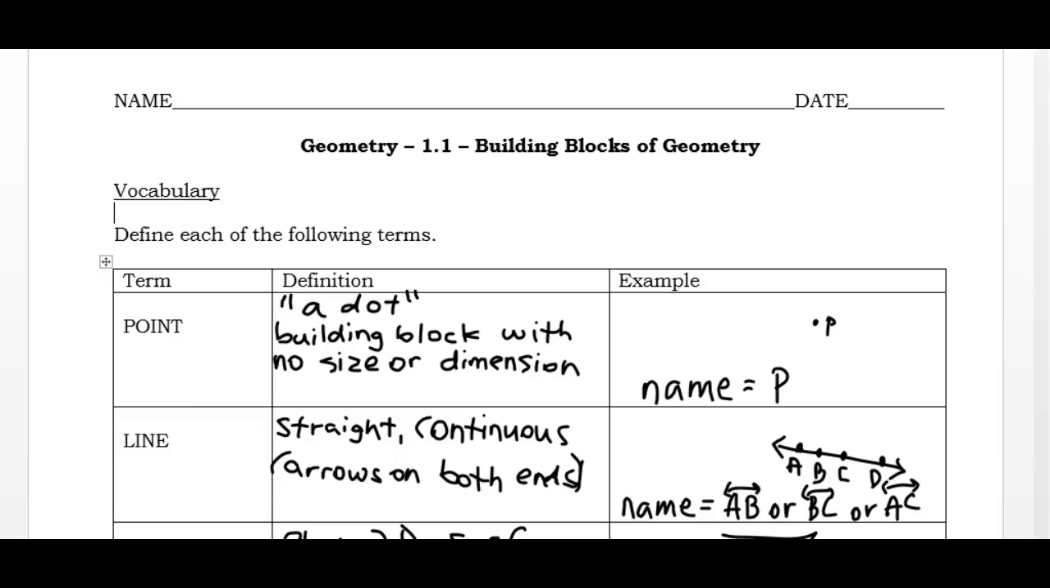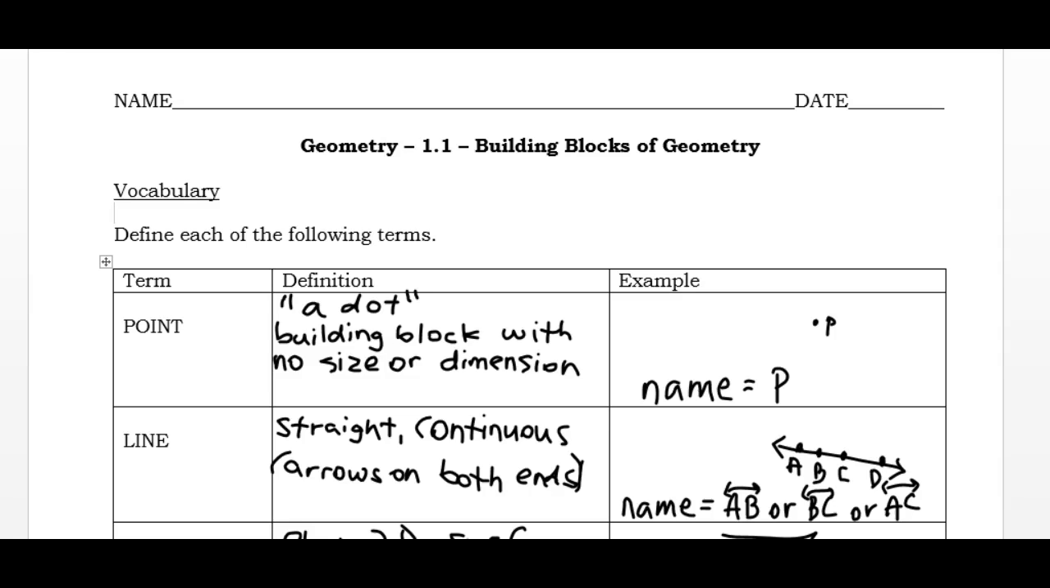This is Geometry, Lesson 1.1. In this lesson, we're going to talk about some definitions, some basic things, building blocks of geometry. You can pause as you need to write down any of these definitions. I'm just going to kind of read through them really quickly.